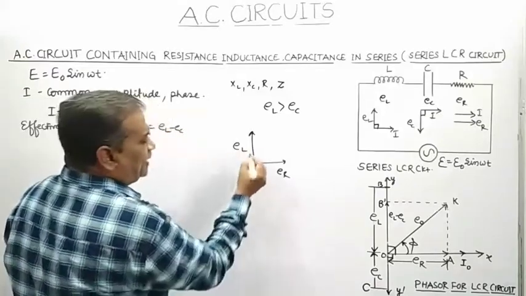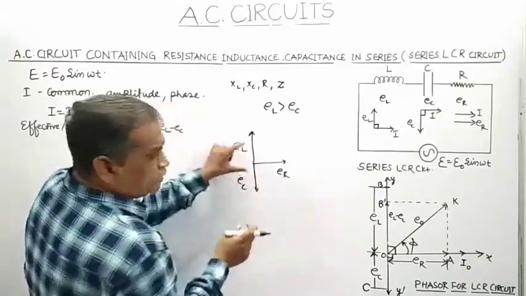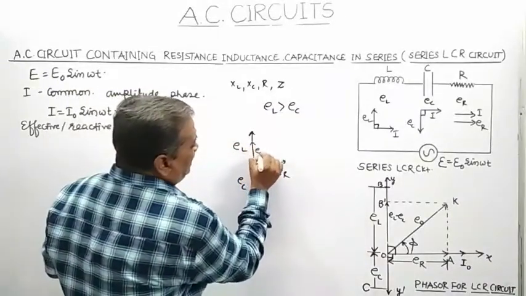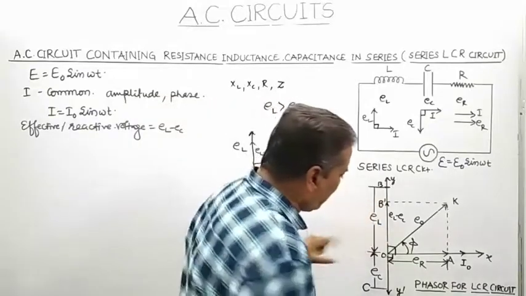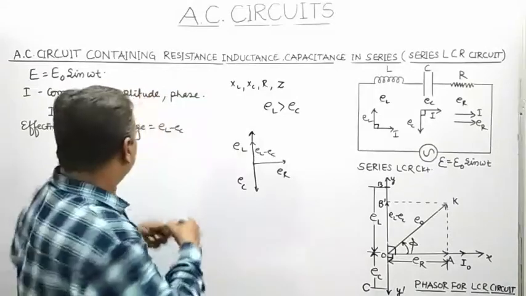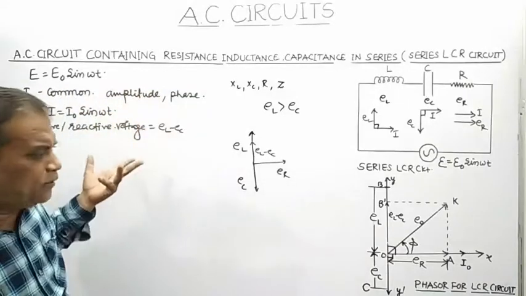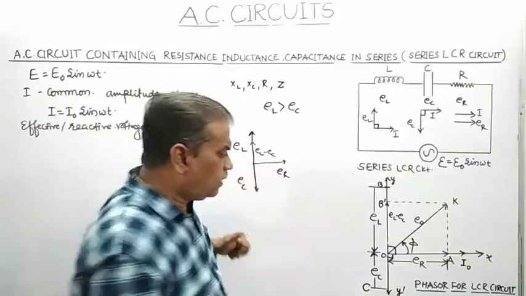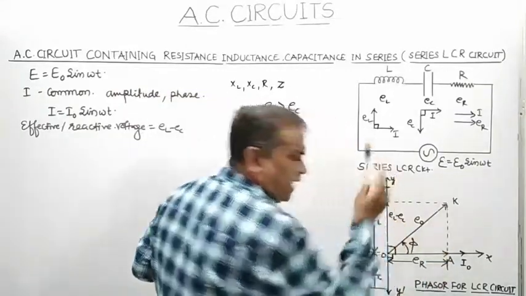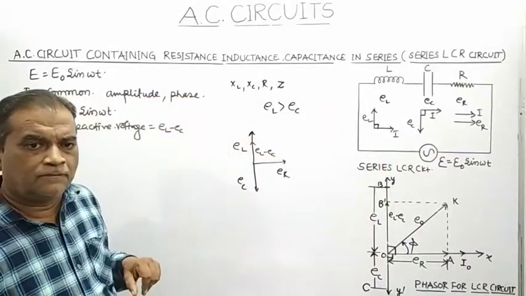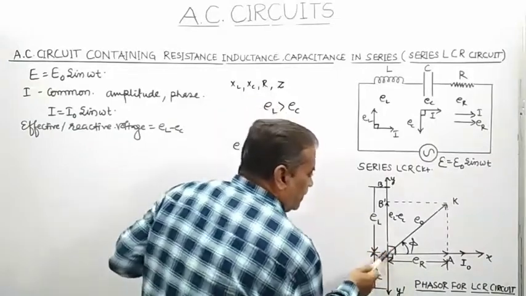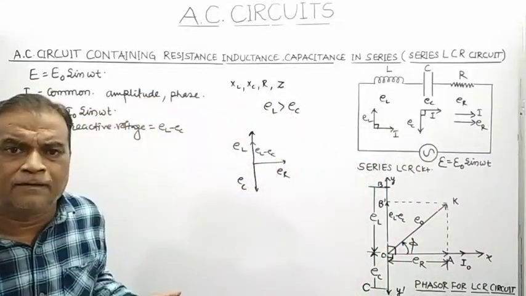See here, EL is greater than EC. So these two vectors, they are opposite in direction. So their resultant will be somewhere here, that is EL minus EC. So which I have shown here, OB dash will represent the reactive voltage or the effective voltage. So in rectangle OAKB dash, effective of OA and OB dash will be given by diagonal OK.